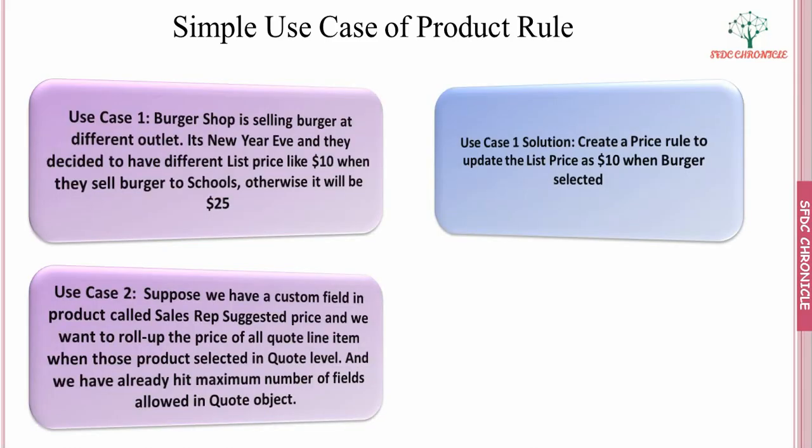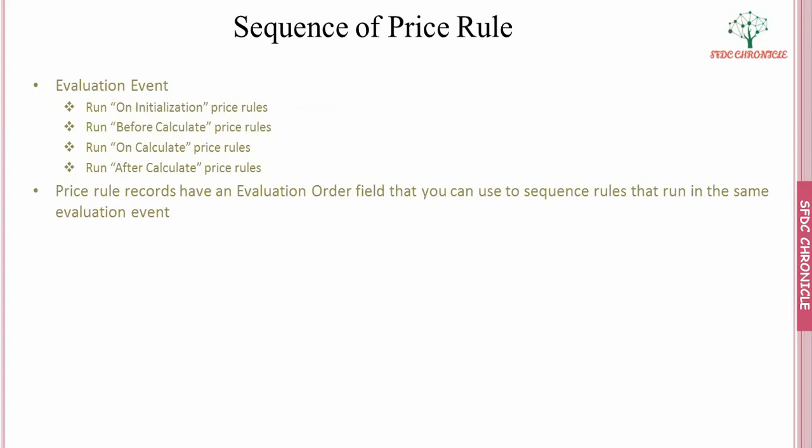Now let's move on to the next. So the sequence of price rule. As we have seen, the evaluation event we selected by default is on calculate, but there are four different types of evaluation event in price rule. First is on initialization, second is before calculate, third is on calculate, and fourth is after calculate. So whatever price rule you have defined on initialize should fire first. Second, before calculate fires next. Third, on calculate, and the last one is after calculate.